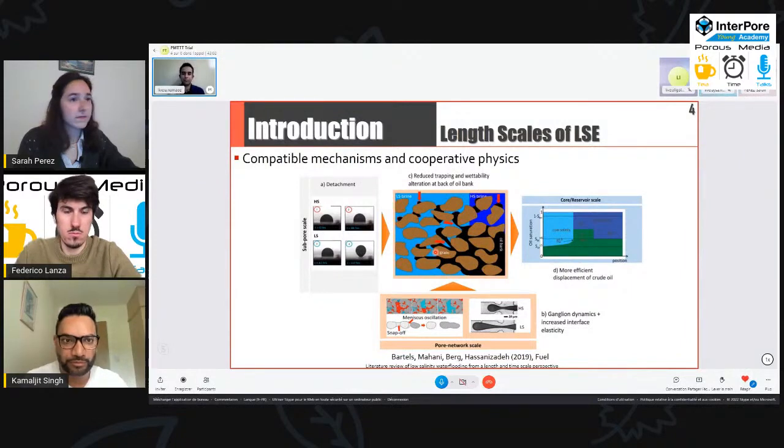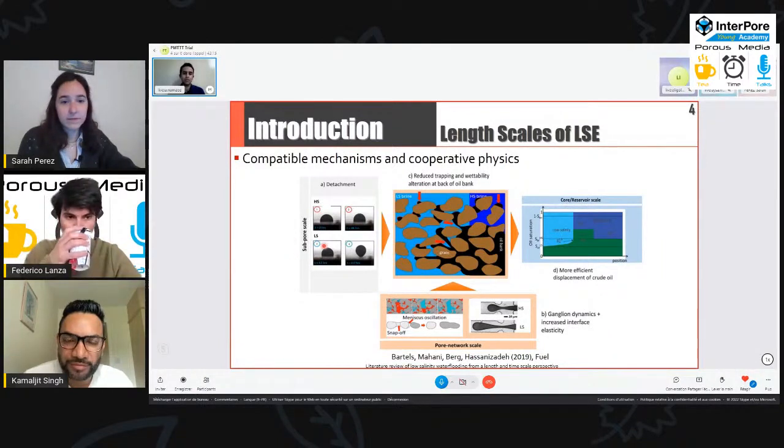Competitive and cooperative mechanisms have to come together and work all together so we can see a positive outcome. At the pore scale, the detachment of oil from the rock surface happens, and at the core network scale, these oil blobs have to form a ganglion and connect to each other, creating continuity and forming an oil bank at the larger scale. That oil bank has to be transported towards the production well so that we can see an increase in our recovery.